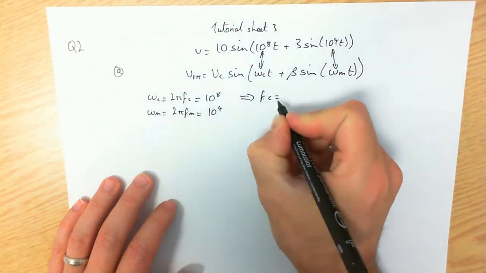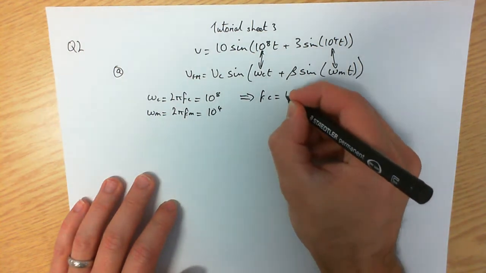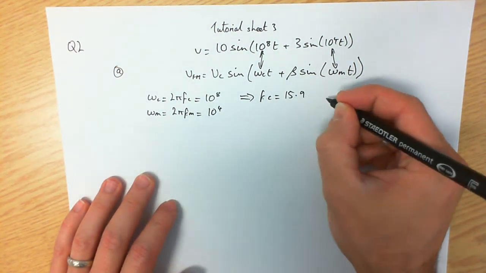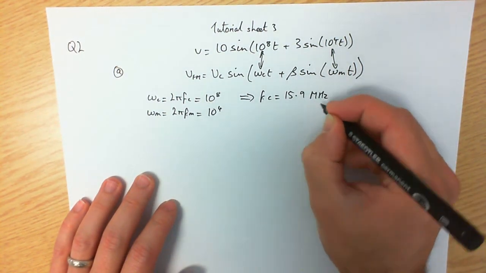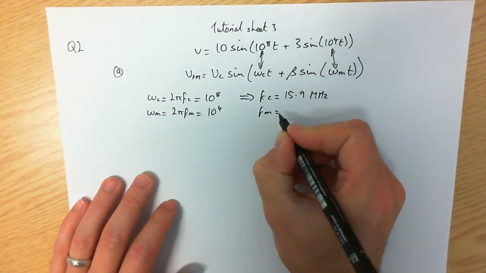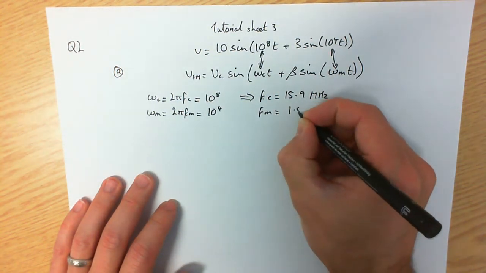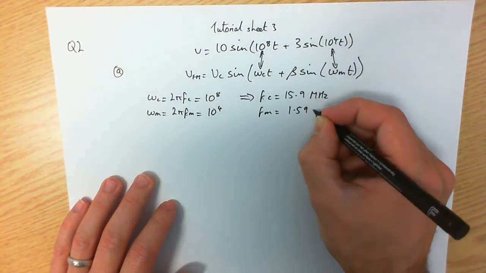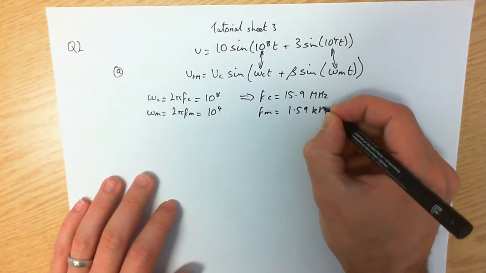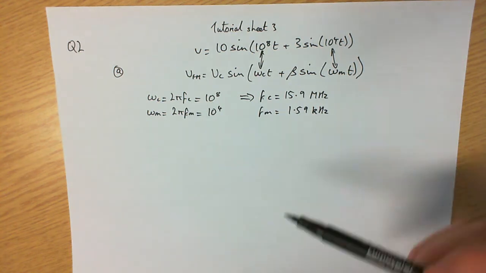Hence, fc, our carrier frequency, if we rearrange that, is 15.9 megahertz, and fm, if we rearrange that equation, is equal to 1.59 kilohertz. So that's part A. Part B asks for the modulation index and the frequency deviation.